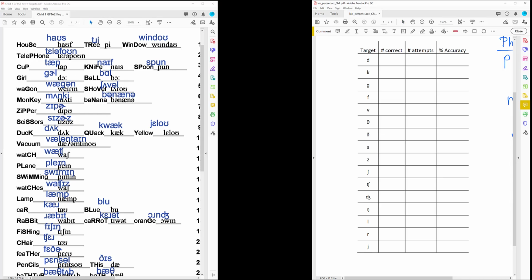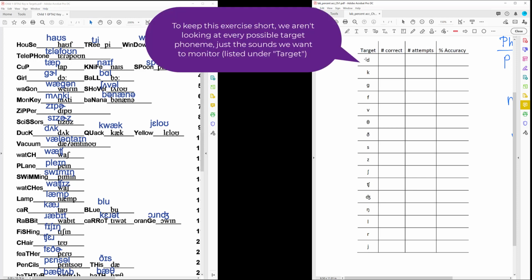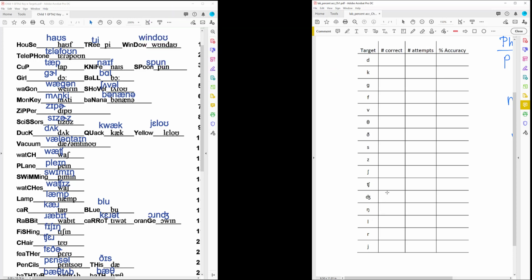So one important thing when calculating accuracy is that you start by looking at the target production. That's easier than looking at the actual, because we organize the results by the target. So starting here, we have target S produced as an F by the child. That is not a correct production, so we get one attempt, but we do not put a tally under correct. Now moving on, we're not looking at T, but we are looking at R.